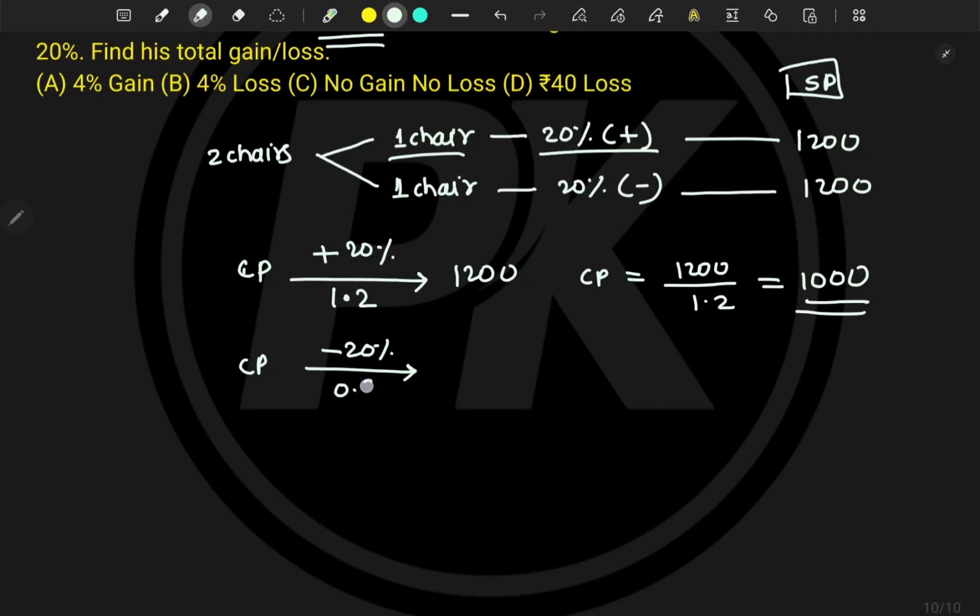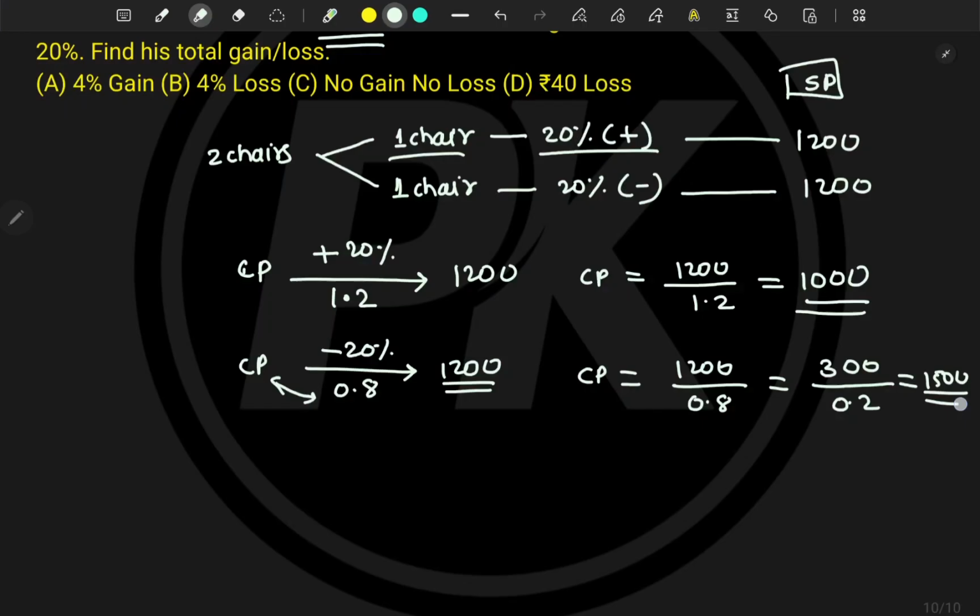That means there is a factor of 0.8 for multiplication, and the selling price is the same. So cost price into 0.8 is equal to 1200, and hence cost price is equal to 1200 divided by 0.8, right? Now tell me what will be the value. So 4 3s are 12, 4 2s are 8, and that will be equal to 1500, right?